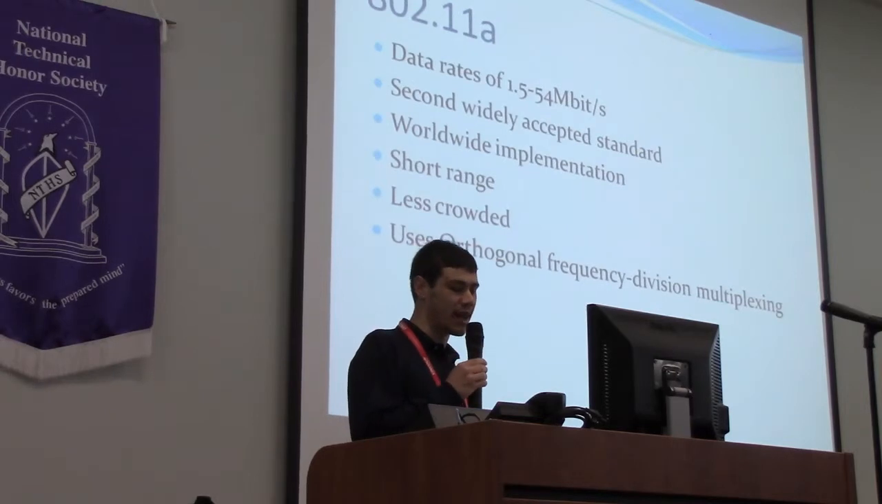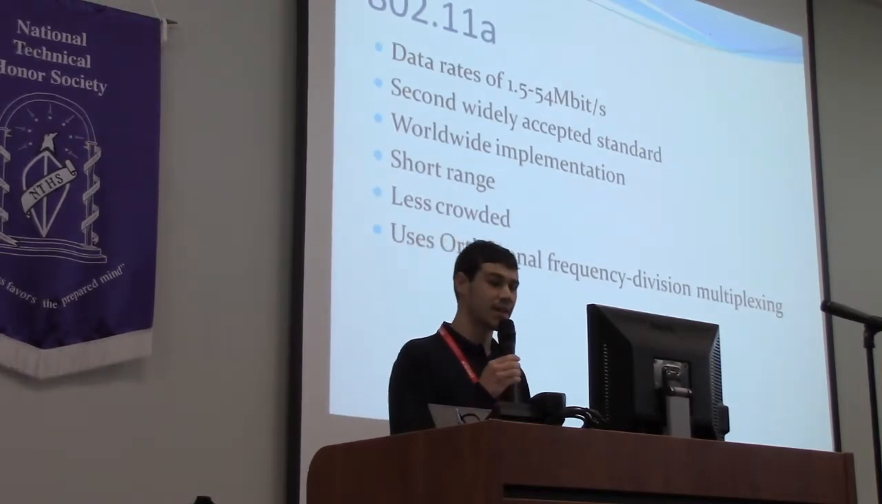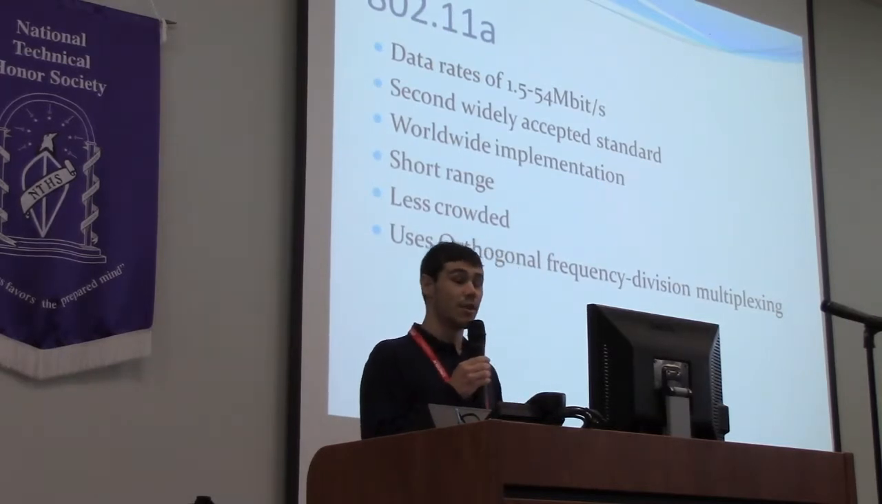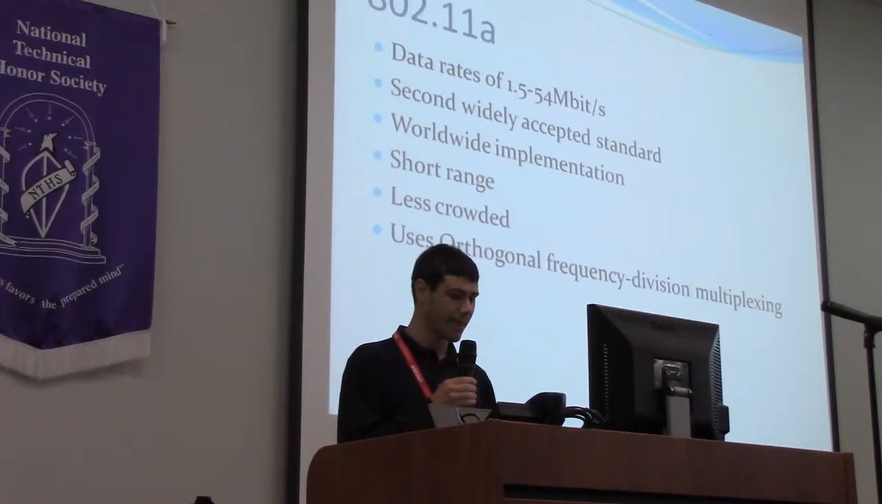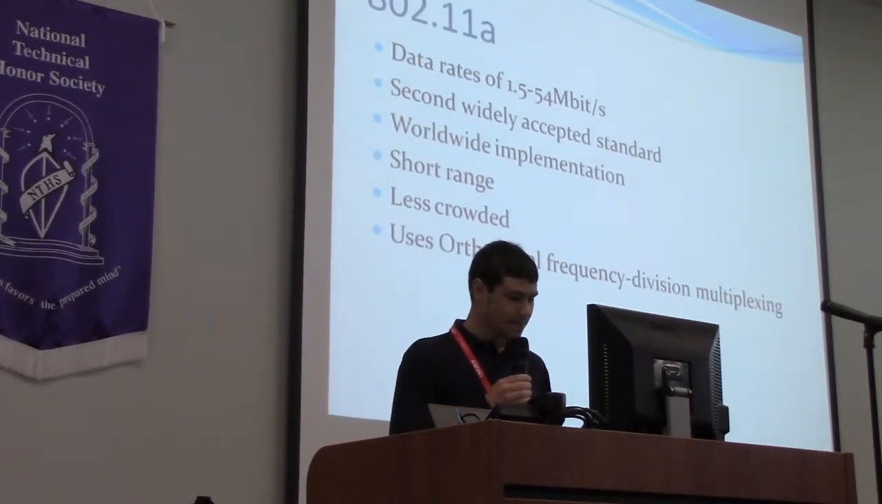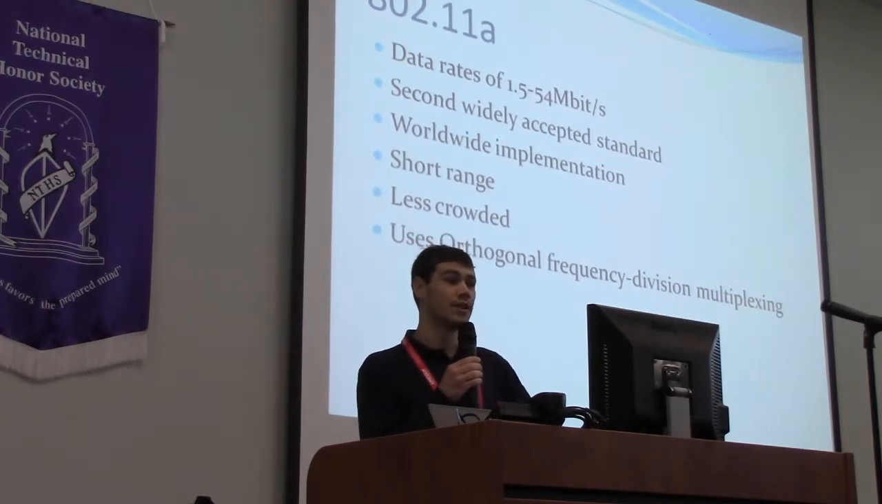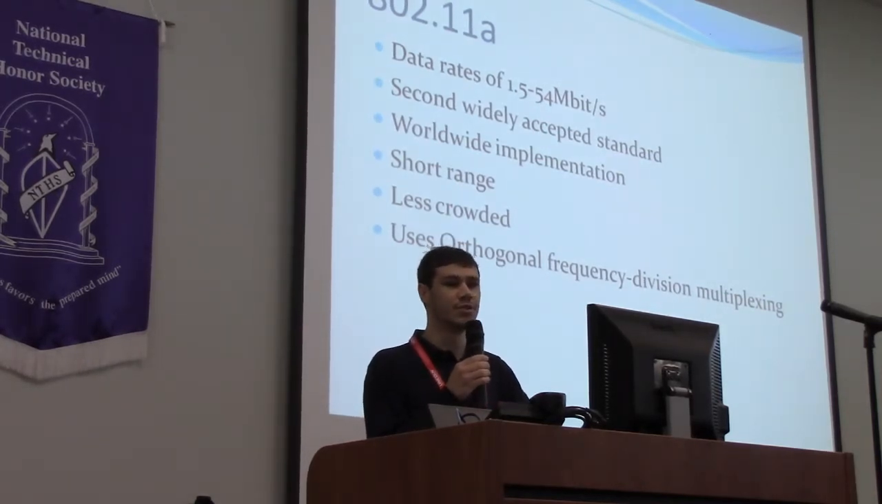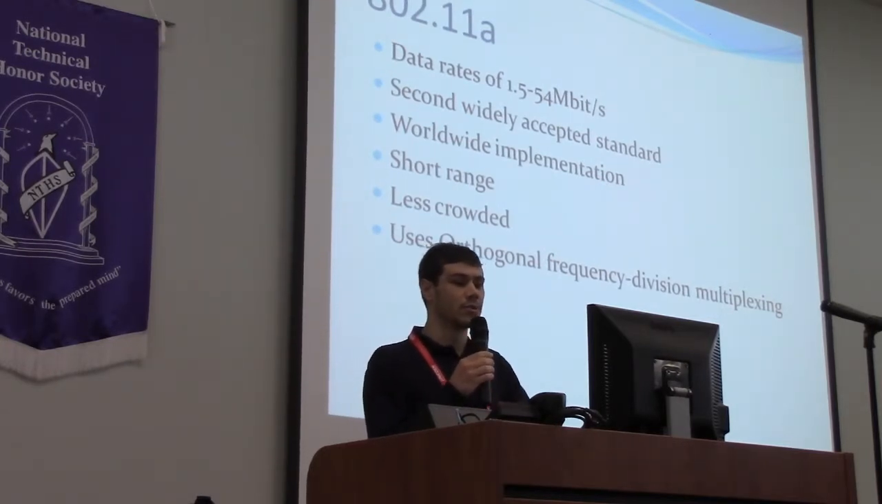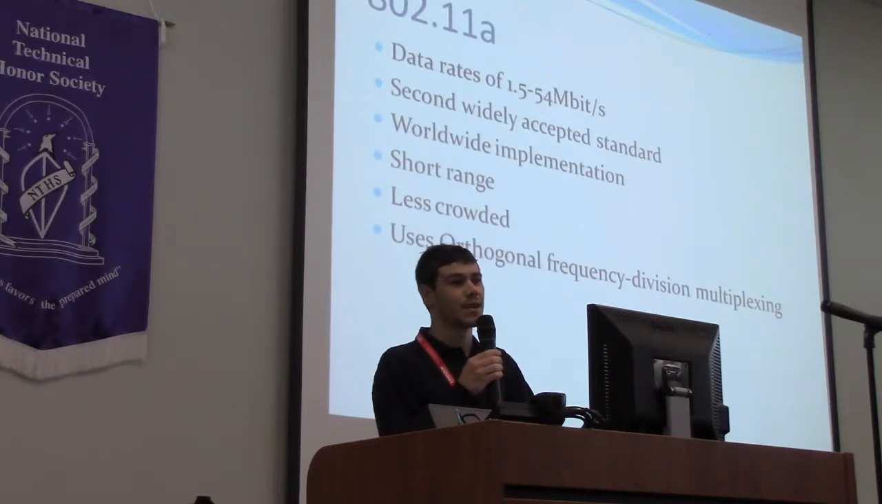Now, 802.11a was the second widely accepted standard. It runs anywhere from 1.5 to 54 megabits a second. It's seen worldwide implementation. It's a short range, but it's not very crowded compared to B or G frequencies. And it uses orthogonal frequency division multiplexing. It was the first one to do that.